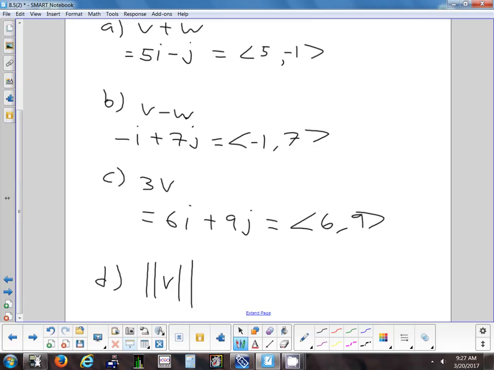Ethan, what is that asking me for? No idea. Those double bars? Not sure? Anybody help them out? What do those double bars mean? Magnitude. What's magnitude really mean? Can you give me a simpler word in case anyone's still confused? Length. Okay, we're trying to find the length of it. So the idea here is we basically use what theorem? Yeah, we use the Pythagorean theorem. So we take each component, we square them, add them up, and then take the square root.